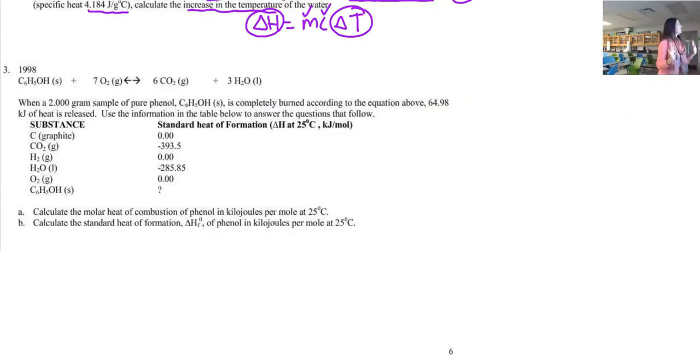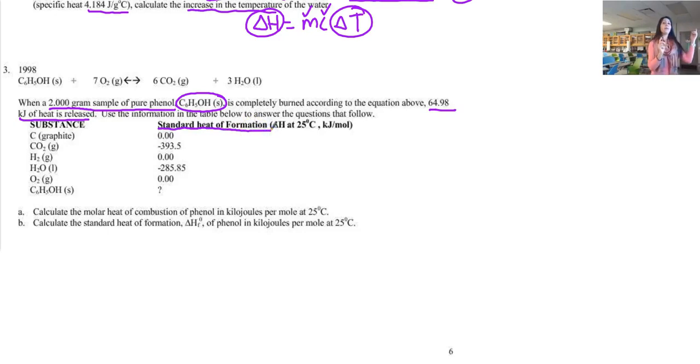Okay, last one. All right, so again, a little bit of a twist here. So this one's interesting. They give us the reaction, and then it says when a 2-gram sample of phenol, and so they're telling us what phenol is, nice, is completely burned according to the equation above, 64.98 kilojoules of heat is released. Okay, use the information in the table below to answer the questions that follow. Okay, so they are giving us the standard heats of formation. Again, very important that we know what we're being given.